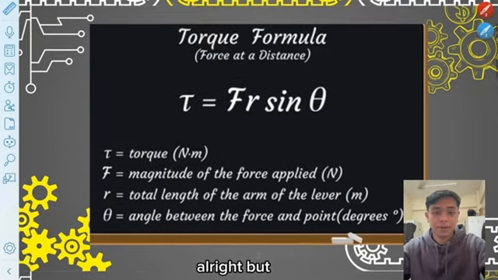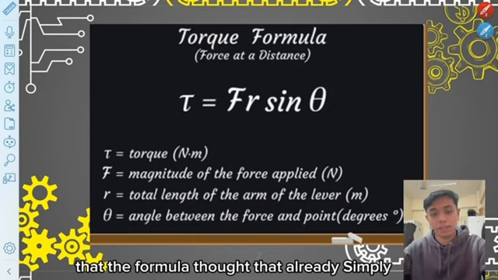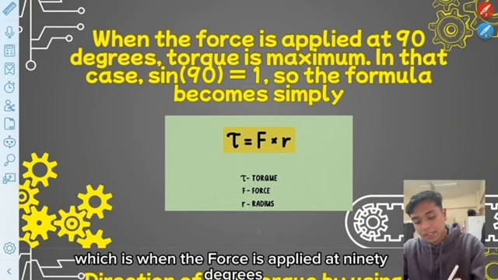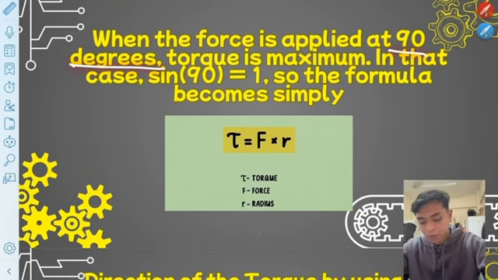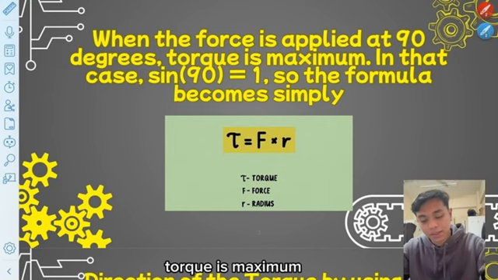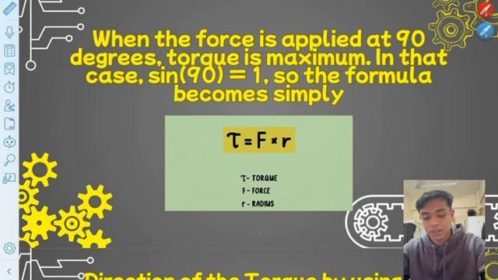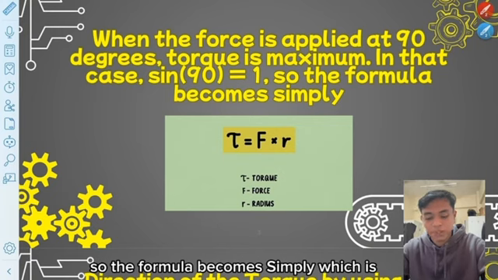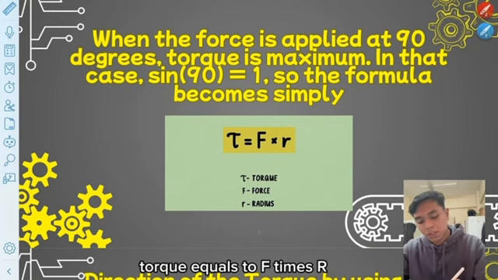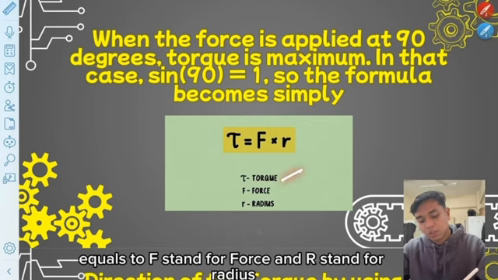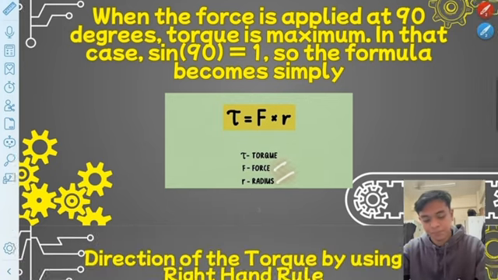There is another case where the torque formula is simplified: when the force is applied at 90 degrees, torque is maximum. In that case, sine 90 equals 1. So the formula becomes simplified: torque equals F times R, where F stands for force and R stands for radius.